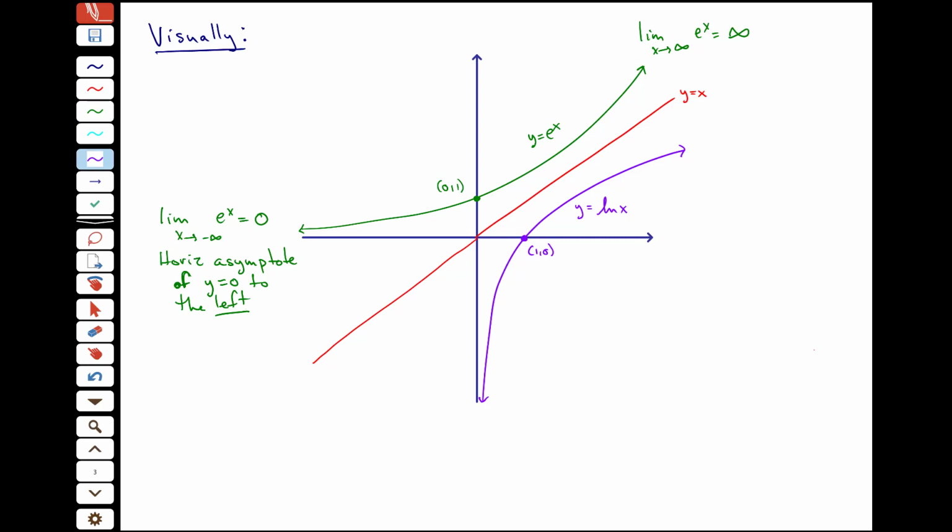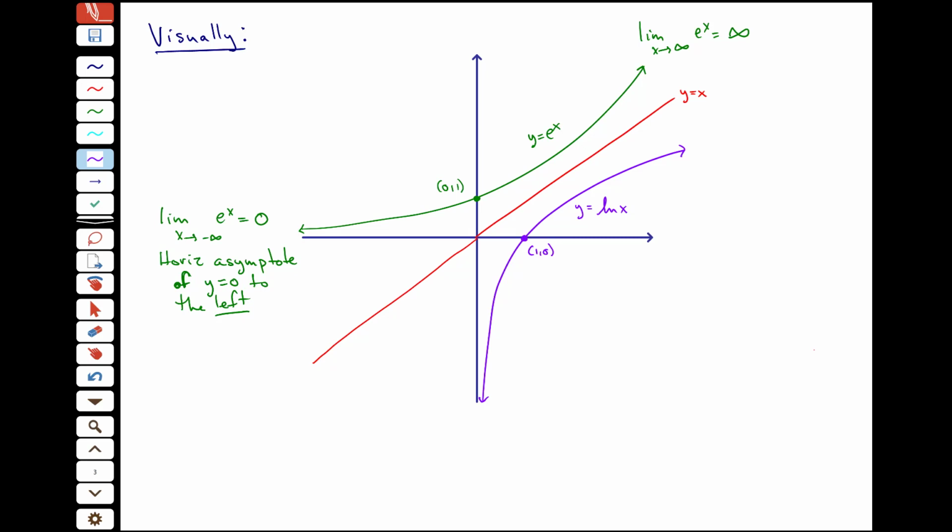Okay, for logarithms, this purple line is y equals the natural log of x. And remember, e to the x and natural log of x are inverse functions to each other. So the purple line is the green line flipped over the line y equals x, which is in red. So on the green curve, we have the point (0, 1), and on the purple curve, we have the point (1, 0), because I've switched the x and the y coordinates.